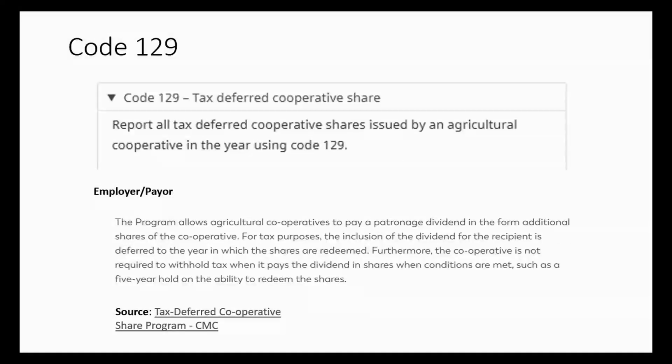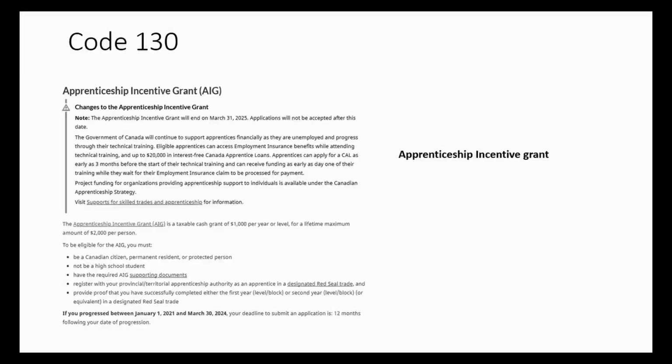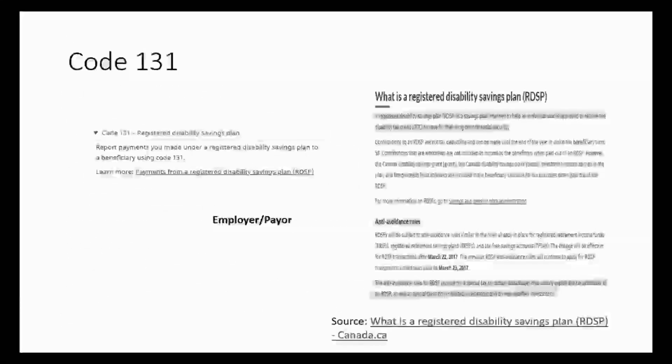Code 129, tax deferred cooperative share. This has to do with agricultural cooperatives paying a patronage dividend in the form of additional shares. Code 130, apprenticeship incentive grant for women or apprenticeship completion grant, so AIG. Code 131, this is RDSP.